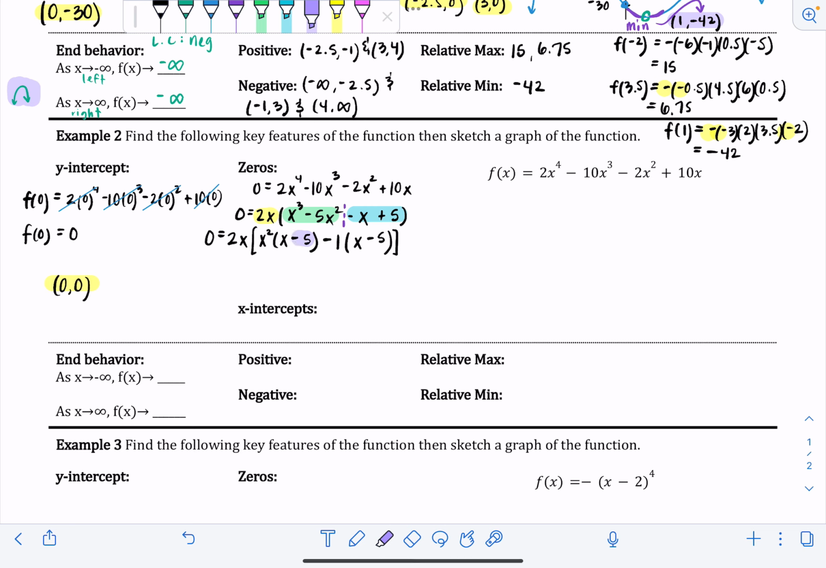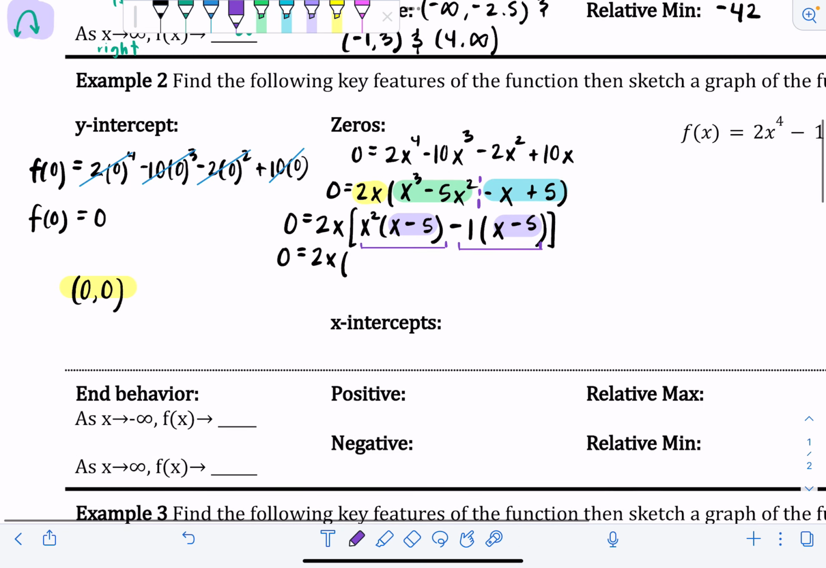And now what I have inside the parentheses is the same. That's good, that's what I needed. Then I'm going to keep this 0 equals 2x out in front. And this has basically created 2 terms, one right here and one right here, and they both have a common factor of x minus 5. I pull that x minus 5 out of each, and then the remaining parts become their own binomial factor.